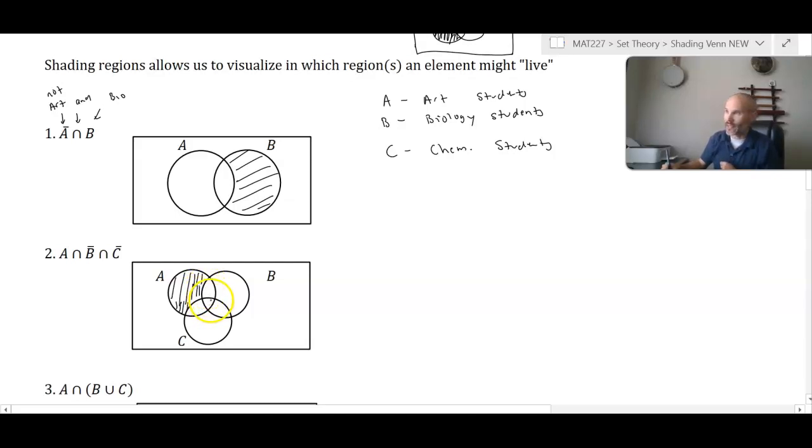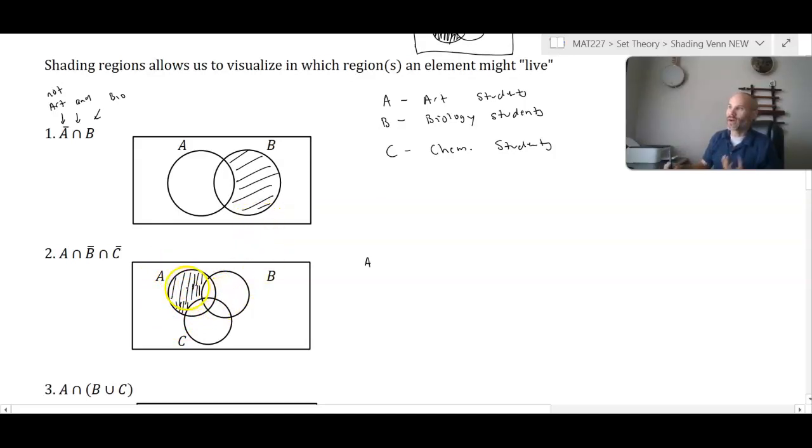This is taking all three. This is taking chemistry and biology, and this is taking just art and chemistry. But we just want students taking art. Now, we can't just say A. If we say A, you might ask, wouldn't that be the same shading? No. A is all of A, regardless of what overlap it has with other sets.